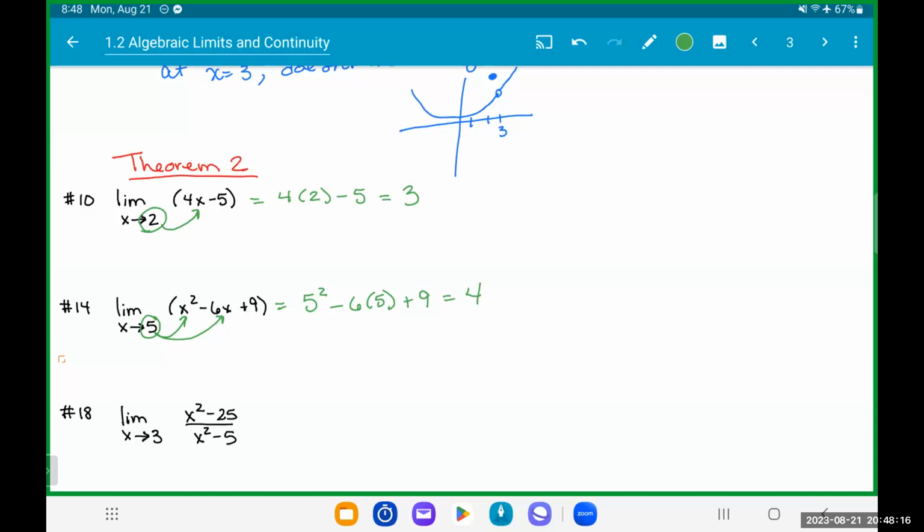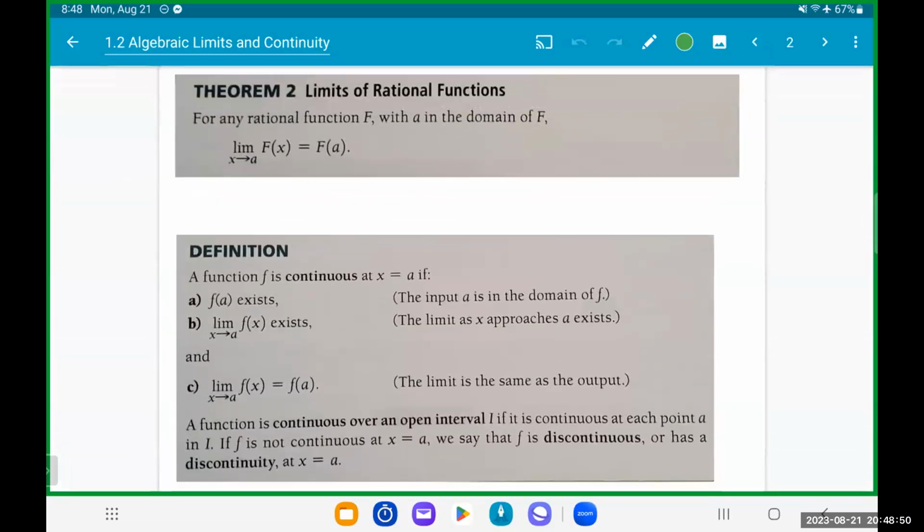Okay. So for number 10 and number 14, you're basically solving the equation more than a true or false type answer. Yes, that is correct. This is on page 124 of your textbook, and the instructions tell you to use theorem number 2 to find each limit. Theorem number 2 was basically just telling us that we plug this into here and get out the answer.